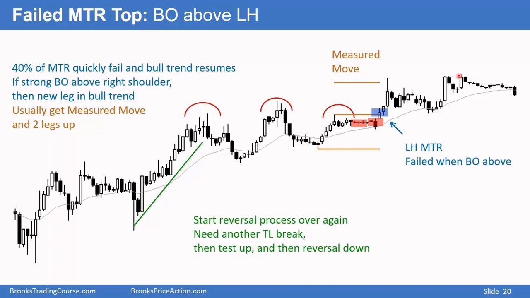We have a resumption of the bull trend. You have to start the process over again if you're looking for a reversal. You need another break below a trend line, another resumption of the bull trend, and then another failure around the prior high.